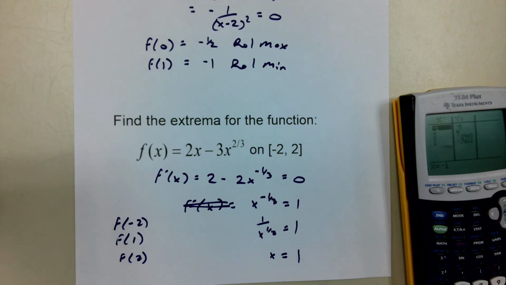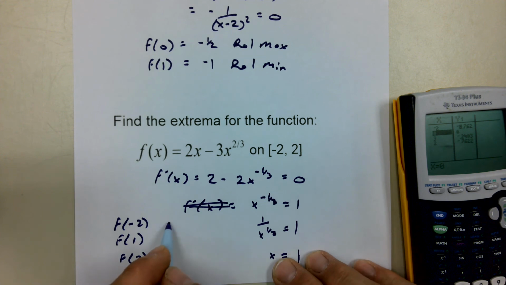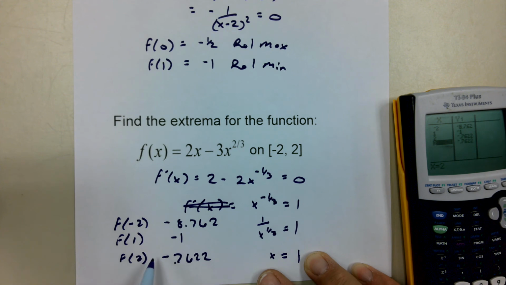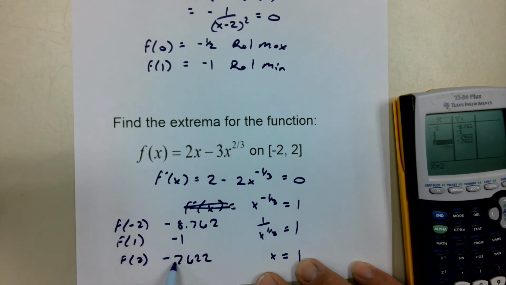Do our window or our table, so we get negative 2, which is negative 8.762. At 1, which is going to be negative 1, and 2 is going to be negative 0.7622. So our relative max looks like here is going to be f of 2, and our relative min is going to be the negative 8.762 at negative 2.